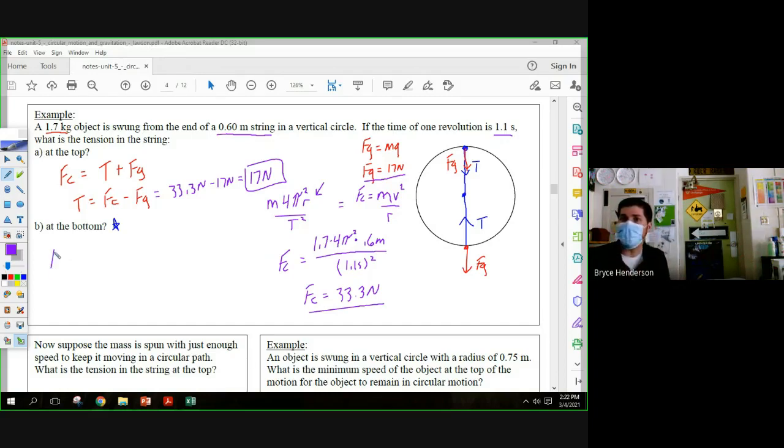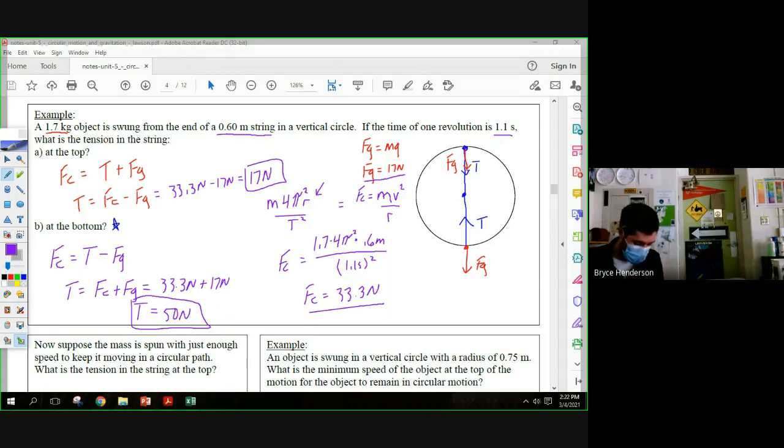Now at the bottom, what changes? Well, I'm gonna write tension minus Fg, but if we're solving for tension, y'all are right. Tension is equal to Fc plus Fg. Which, just mathematically being logical, of course it's gonna be bigger if we're adding two things instead of subtracting a thing. And so it would make sense for us to do 33.3 plus the gravitational force, which was 17 newtons, which gives me a tension at the bottom of my string of 50 newtons.